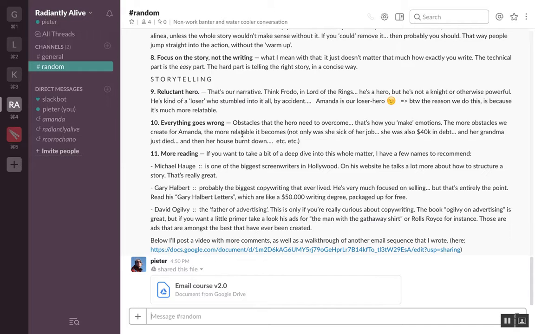So it's like she's sick of her job, and she's also in debt, and her grandpa just died, and the house burned down, and everything is going to shit. And that's what builds emotion more than how you write it or anything like that.